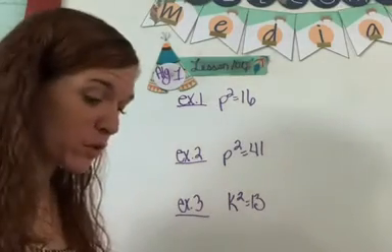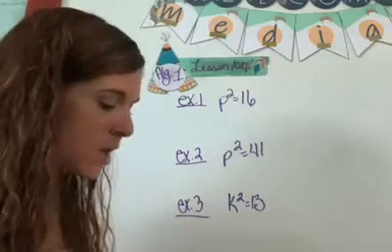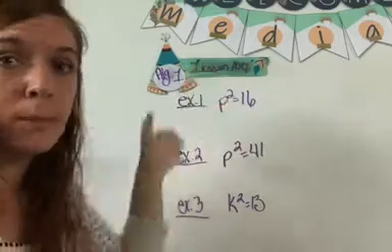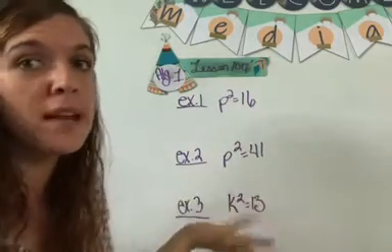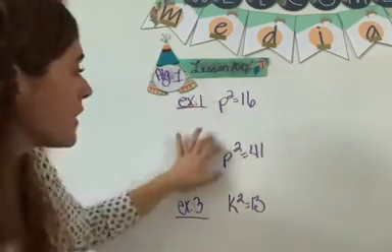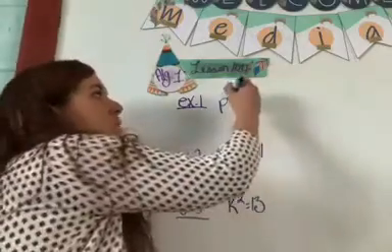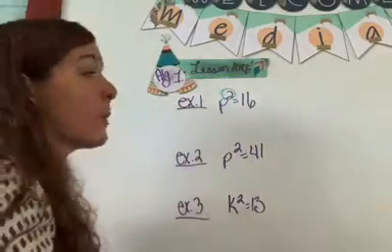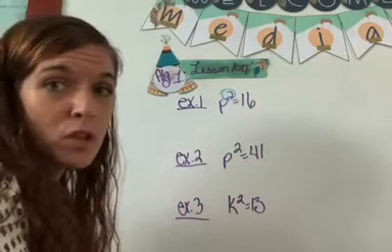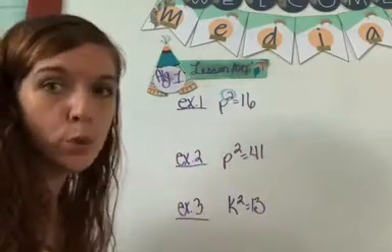Use it as a good review, use it as a day where you can solidify understanding of other things. Okay, we just need to solve for P. Remember that the rule for solving for P, or for any letter, is that you get it by itself. In all three of these examples, the only thing keeping it from being by itself is this little square. The opposite of squaring something is taking the square root. That's all you need to know for this lesson.